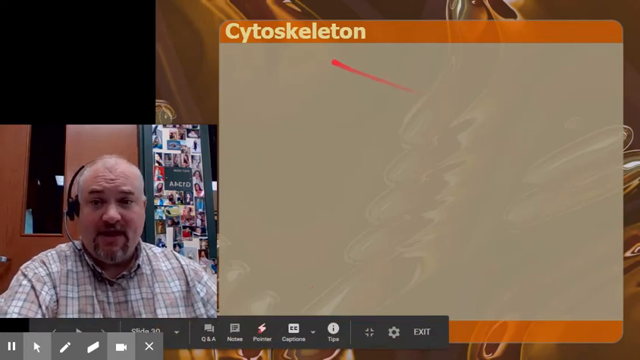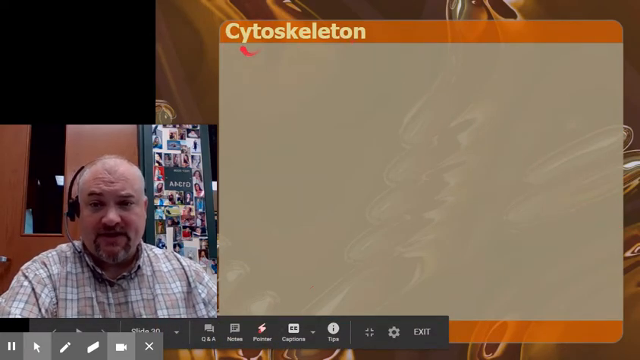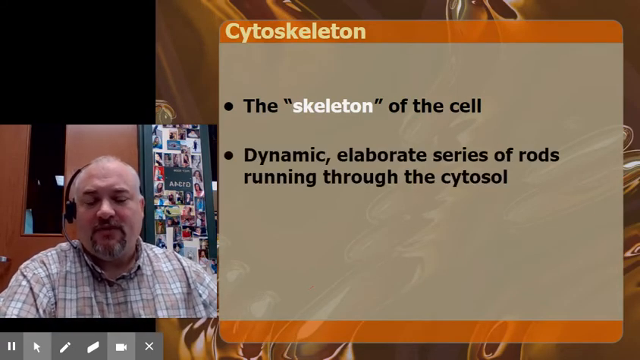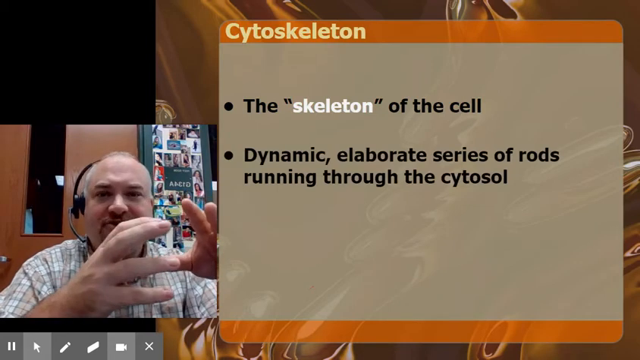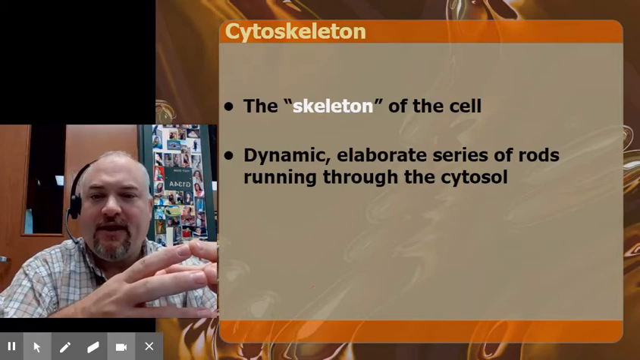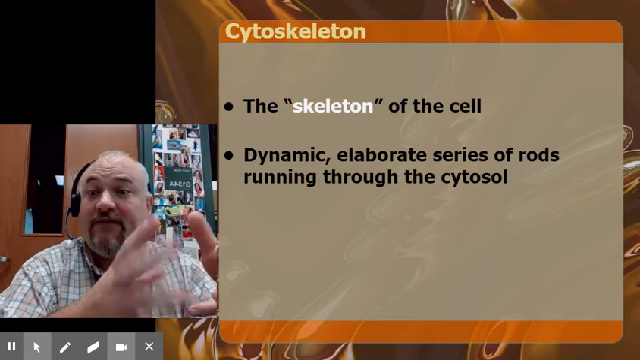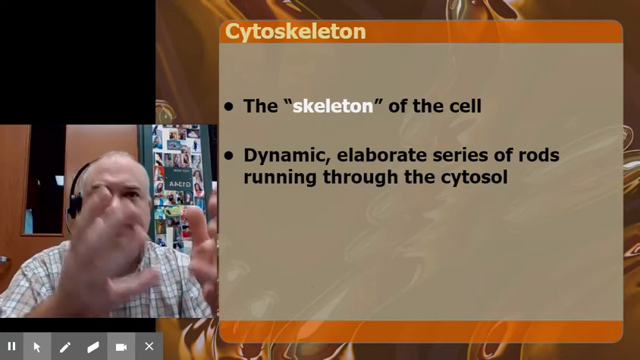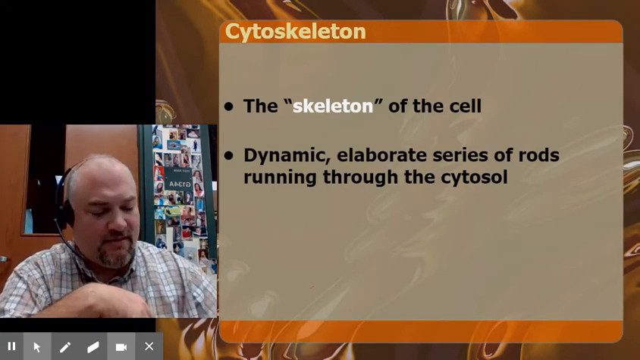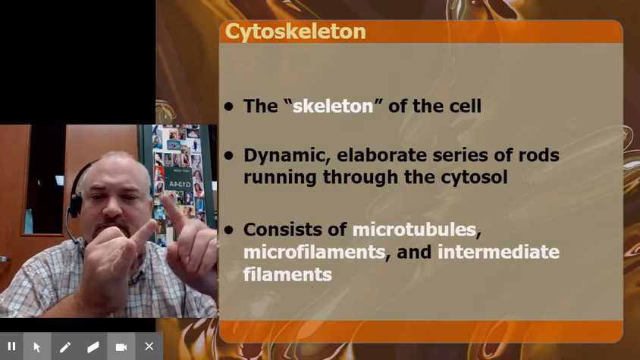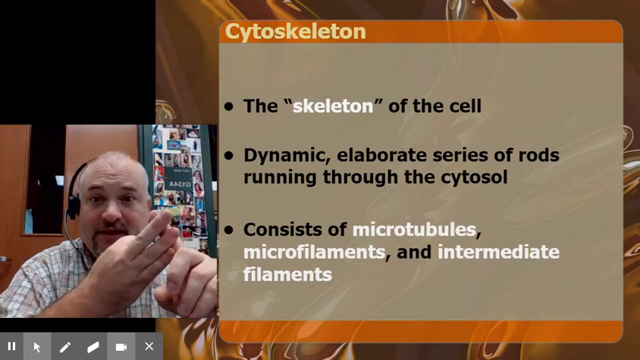So, we'll start off with the cytoskeleton. As the name implies, it's the skeleton for the cell, cyto. The skeleton of the cell. So it's dynamic, meaning it's not just a static cage or cell wall kind of thing like with a plant. A lot of it can move, actually. It's an elaborate series of rods running all the way through the cytosol on the underside of the cell membrane, doing its thing. It consists mainly of microtubules, microfilaments, and intermediate filaments.